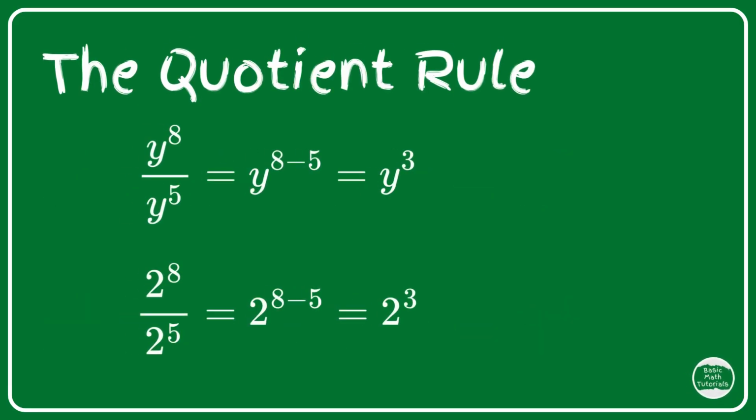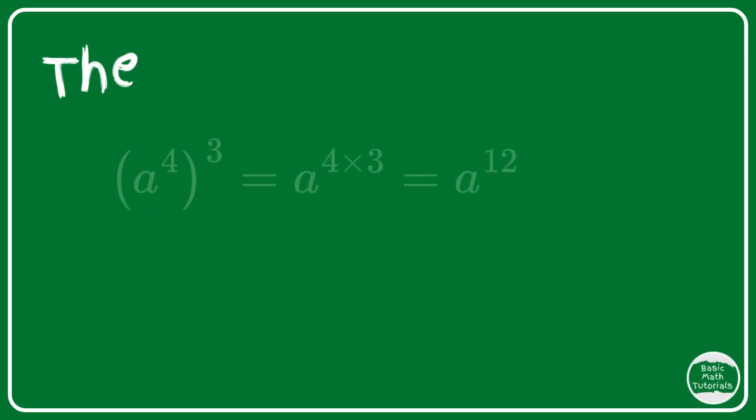Next, the quotient rule. When you divide terms with the same base, you subtract the exponents. So y raised to 8 divided by y raised to 5 equals y raised to 8 minus 5, which is equal to y raised to 3.